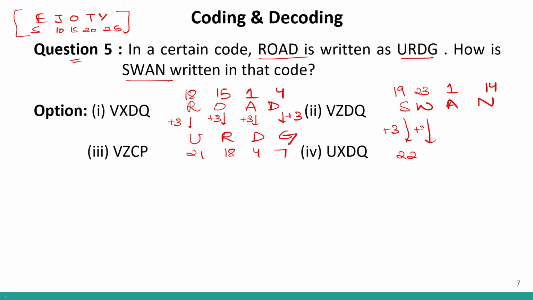Over here, if I move 3 positions forward, I will get 26. If I add 3 over here, I will get 4. And if I add 3 over here, I will get 17. At 22 position, which alphabet do we have in forward rank? V. At 26th, we have Z. At 4, we have D. And at 17, we have Q.